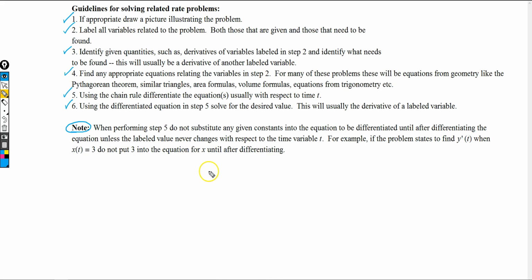Now, it is okay to substitute constants into the equation if the constant represents something in the problem that never changes with respect to time. For example, like the height of a lamp post. That height will never be changing, so it's okay to put that into the equation. Or in another problem we'll see, we'll have the length of a ladder. We're assuming the ladder doesn't change its length, so it's okay to put the length of the ladder into the equation if it doesn't change with respect to time. Now let's take a look at a few examples.